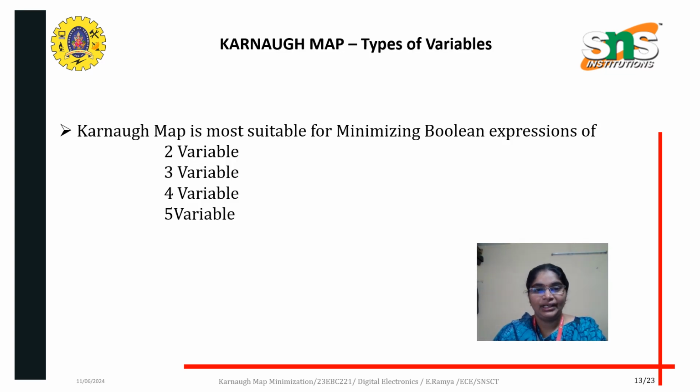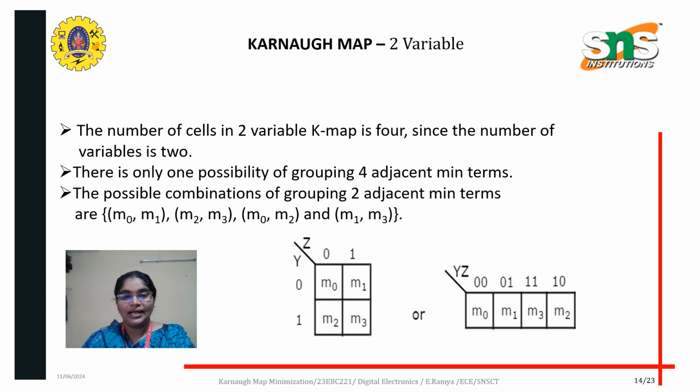Next, in K-map, types of variables. K-map is most suitable for minimizing Boolean expressions. 2 variable, 3 variable, 4 variable and 5 variable K-maps are available. First, K-map for 2 variables. The number of cells in a 2 variable K-map is 4. Since the number of variables is 2, there is only one possibility of grouping 4 adjacent minterms. The possible combinations of grouping 2 adjacent minterms.